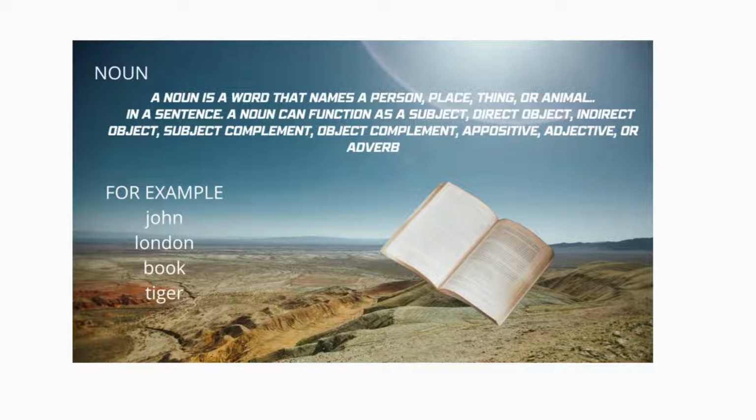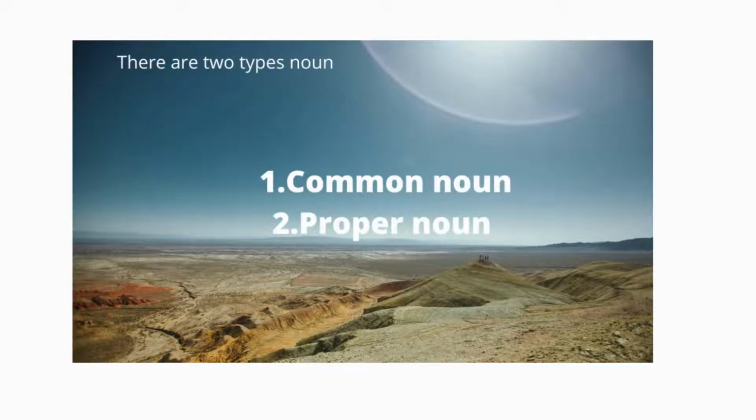In a sentence, a noun can function as a subject, direct object, indirect object, subject complement, object complement, appositive, adjective, or adverb. The few examples of noun are Johann, which is the name of a person, London, the name of a city, similarly the book and tiger, the name of an animal and a thing, respectively.